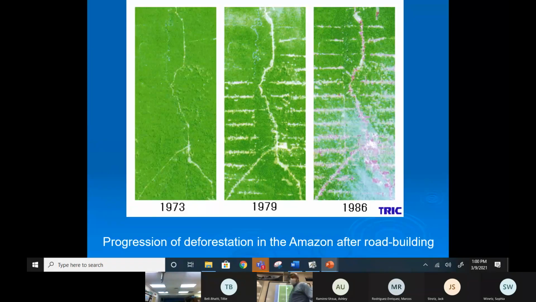So here's some satellite photos of deforestation in the Amazon showing this kind of road building phenomenon. On the left, we can see the road that got built in 1973. And in '79, all those side roads expanding on it. In '86, we're getting more and more building, less and less forest. I don't even know what it looks like now.